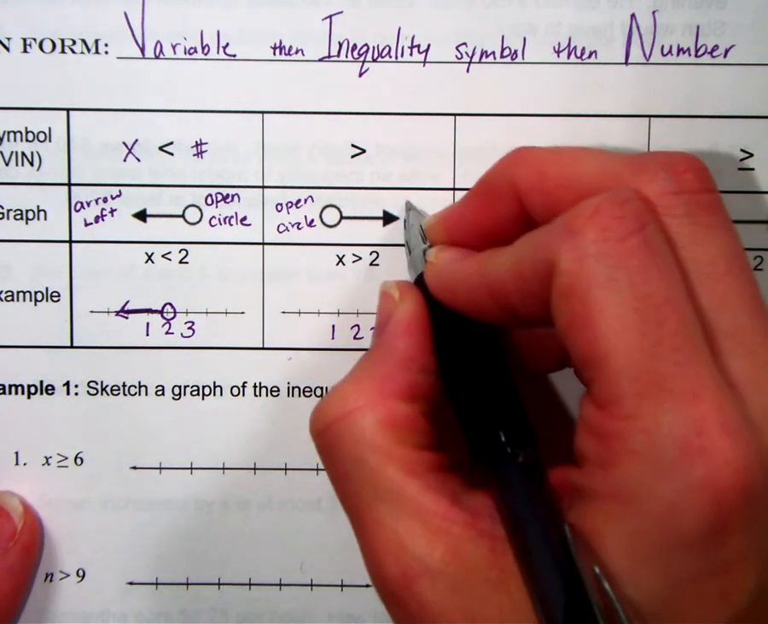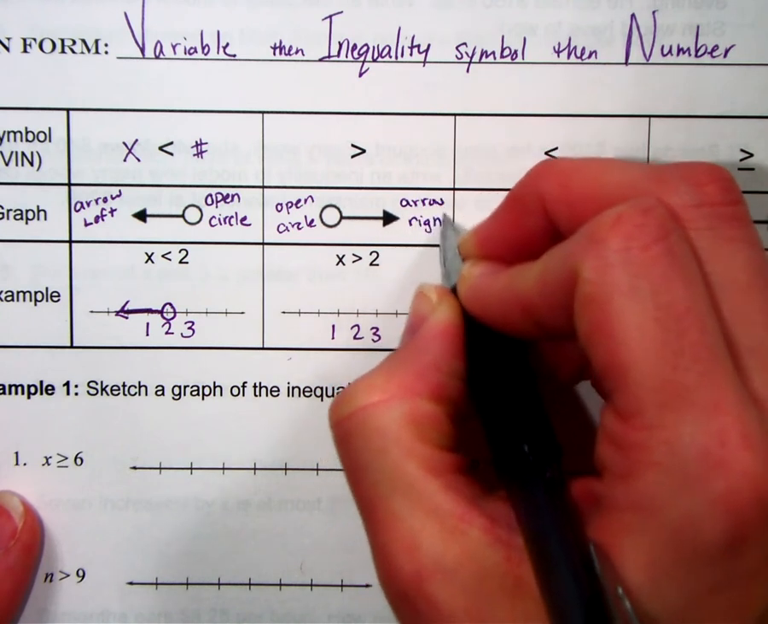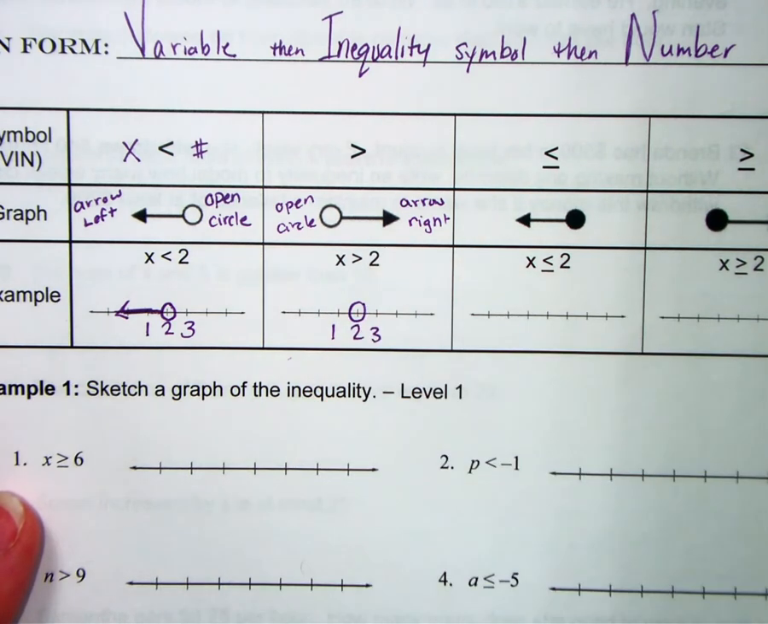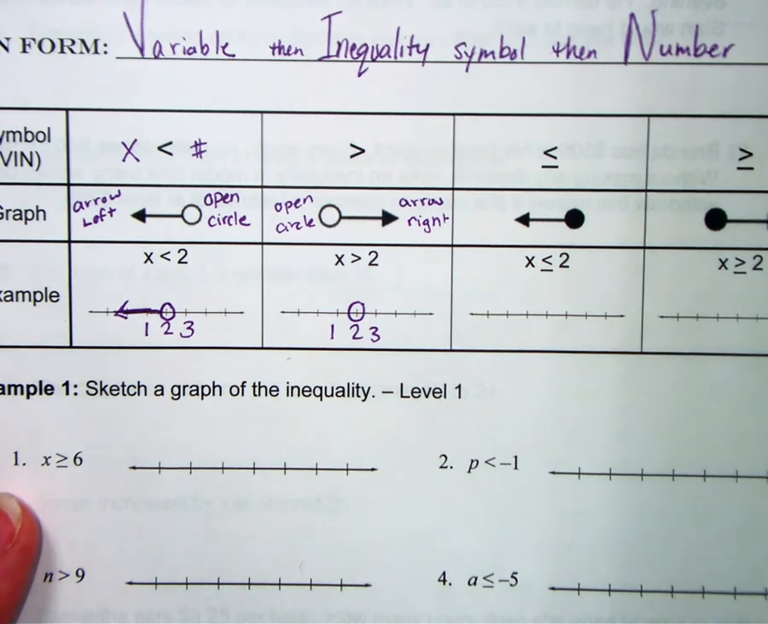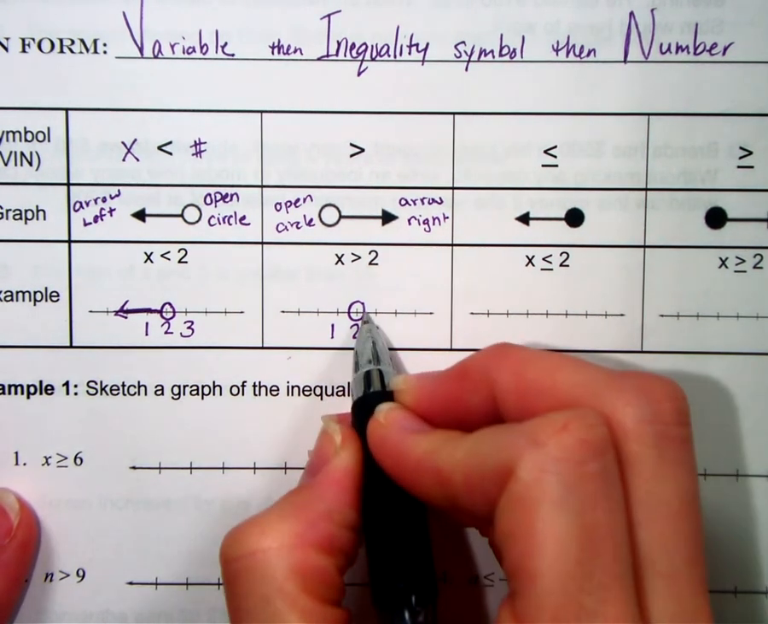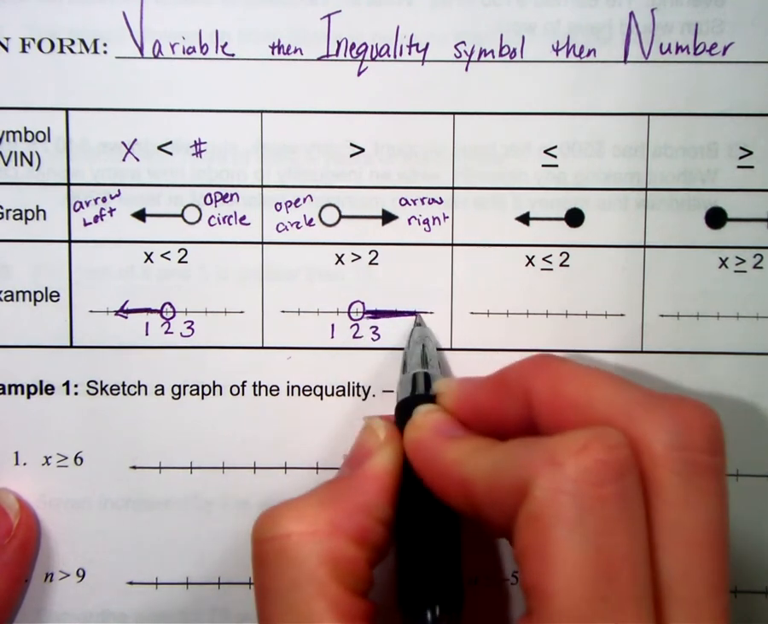But this time our arrow points to the right. So I'm going to put an open circle on 2 because 2 does not count as an answer. If I said to you, tell me an answer, and that is actually one of your questions, okay? On your test for this unit, it says, give me an answer that works. That's one of the questions. So if I said, tell me an answer that works, you could tell me any number over here.